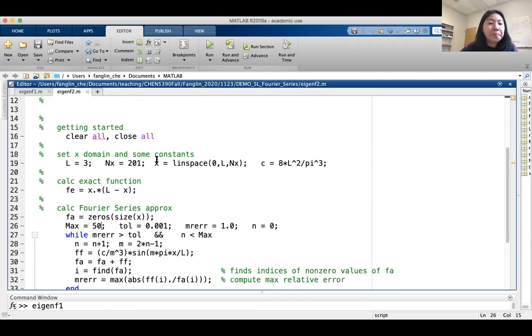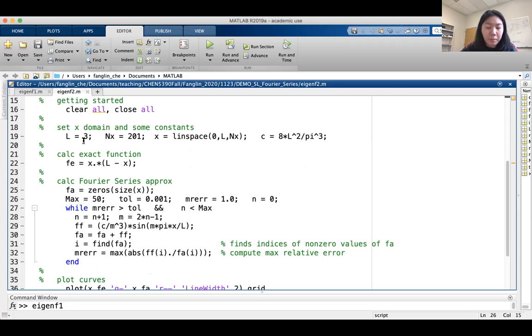We set up the domain of our independent variable x. x should be from 0 to L. As we derived the domain with L equals 3 previously, we define L equals 3 here as well. We set up 200 points between 0 and L for x. And we define our coefficient for the sum part, which is 8 times L squared divided by pi cubed.